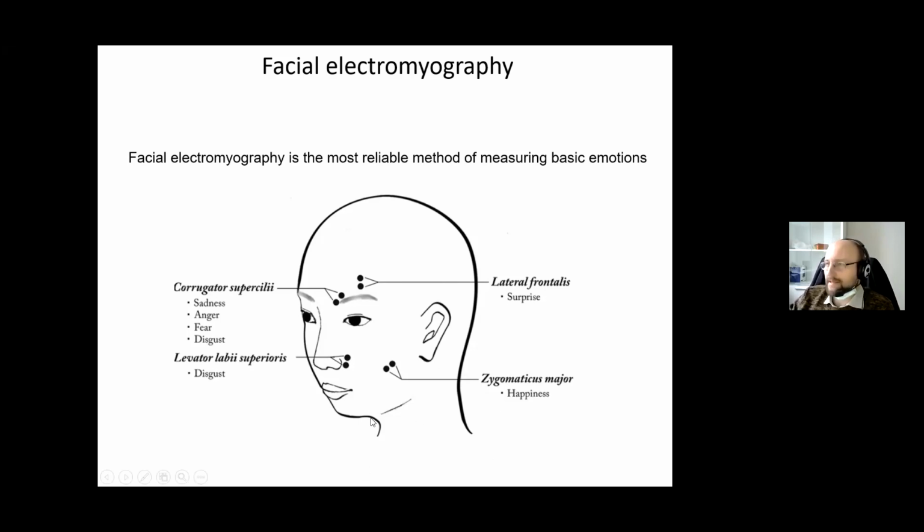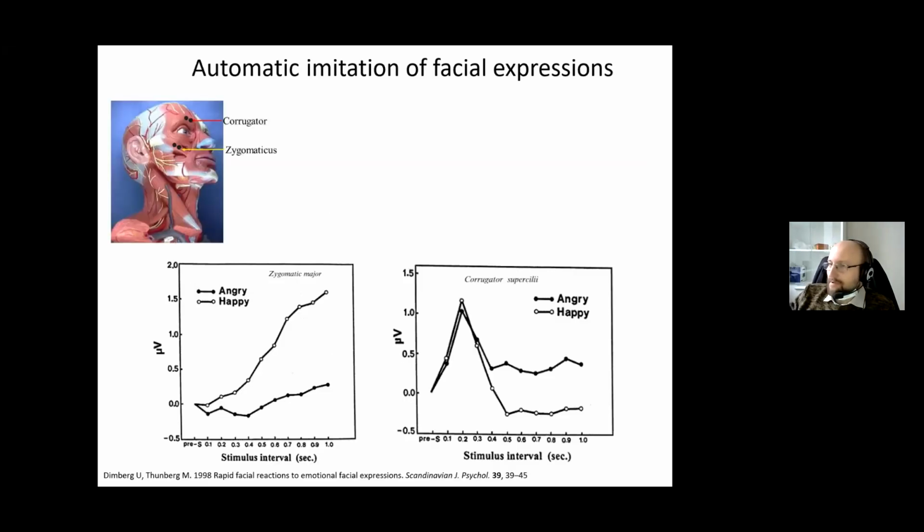So more or less, to study a specific basic emotion like sadness, for example, you need a combination of several pairs of electromyographical sensors. And of course people do it. Once again, let's speak about corrugator and zygomaticus because they are the best solution, let's say. And here you can see the results of a study which show that imitation is automatic.